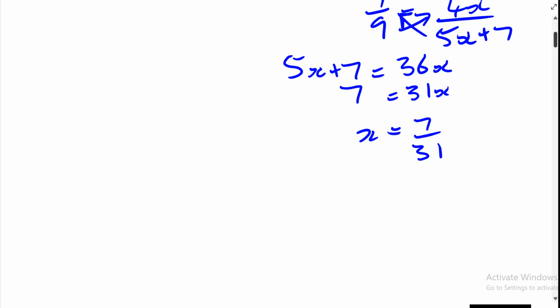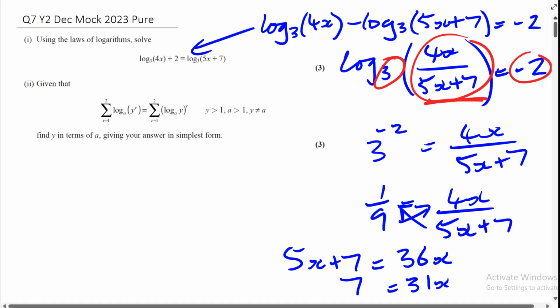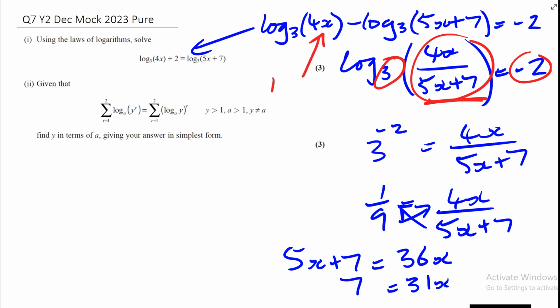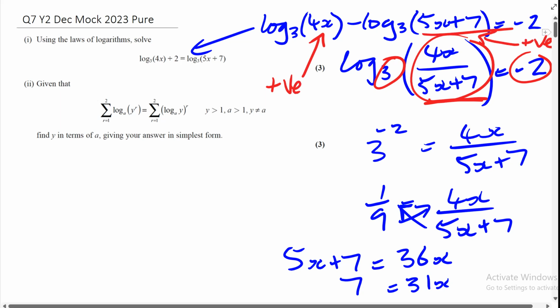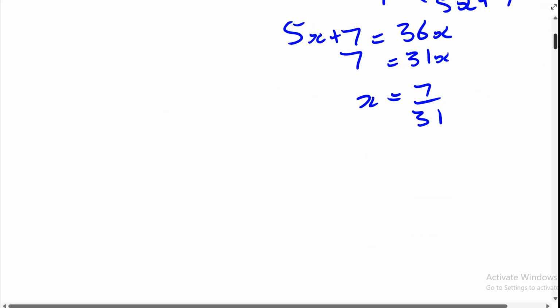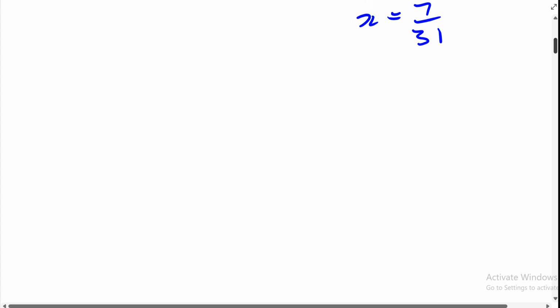Always good to check that that works in your original question. I think it does. If you put x equals 7 over 31 in there, that's positive. And same over here, that's also going to be positive. So it's always worth checking, because you can't do log of a negative number. So that's the answer to part 1. Part 2 looks a bit of a weird one.